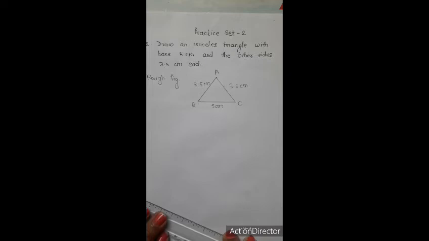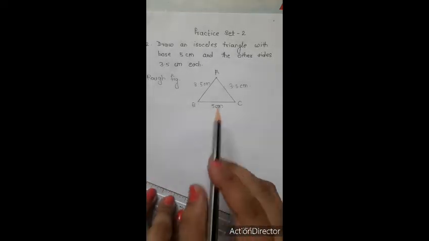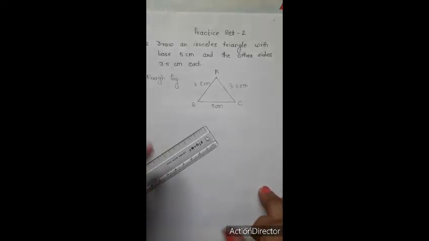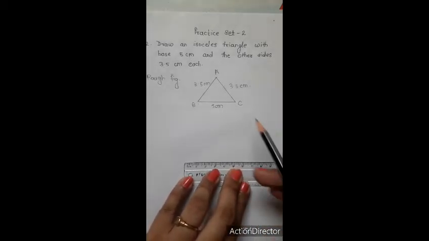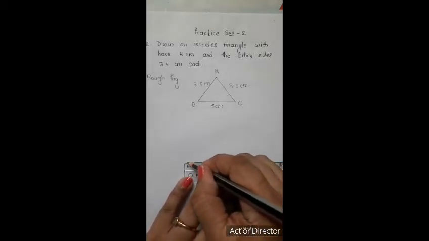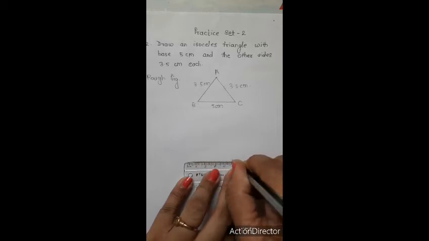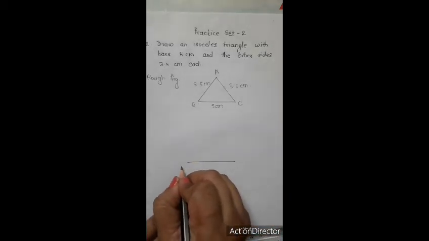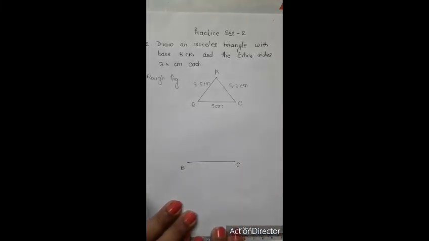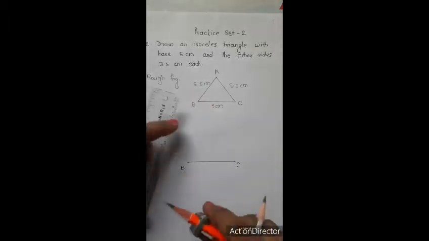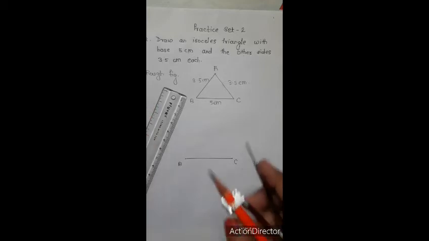Now while constructing, first of all we have to draw the base, which is of 5 centimeters. So I will measure a 5 centimeter segment, label it as BC. Okay, now you have to draw another two sides, whose length is 3.5 centimeters.